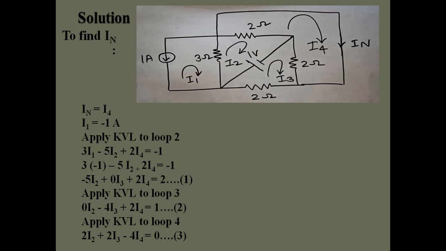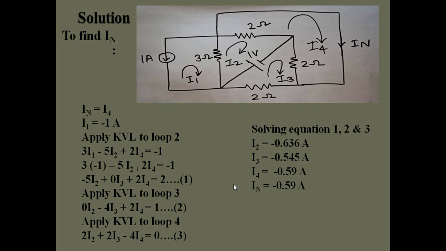So to find values of I2, I3 and I4, steps are similar. We have to select mode option, where we have to select equation, and where we have to select three unknowns to solve three equations simultaneously. At that point we have to put the values for coefficients of I2, I3 and I4 and constant term for all three equations. Then we will get I2 is equal to minus 0.636 ampere, I3 is equal to minus 0.545 ampere, and I4 is equal to minus 0.59 ampere. Out of these values we require I4 value, so IN is equal to minus 0.59 ampere.